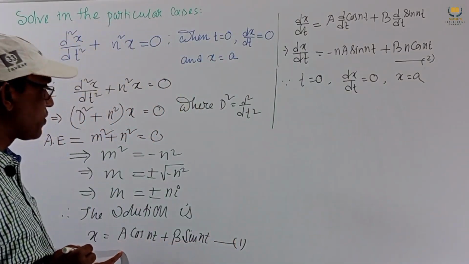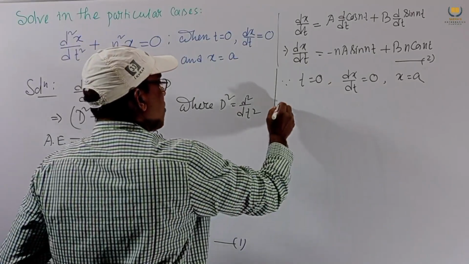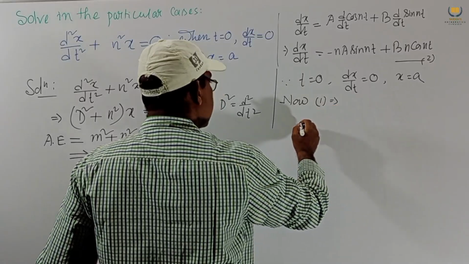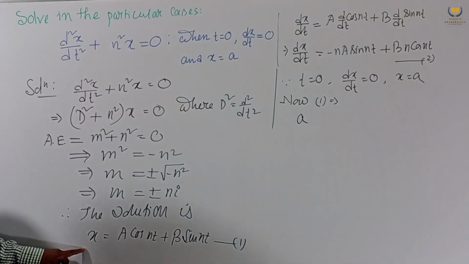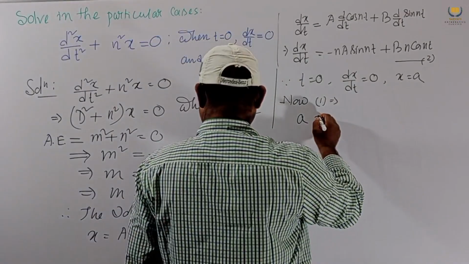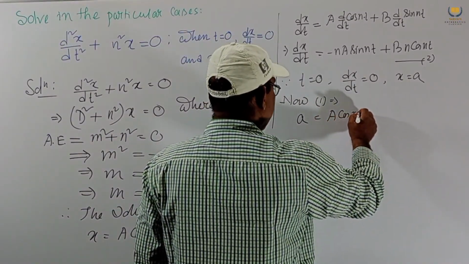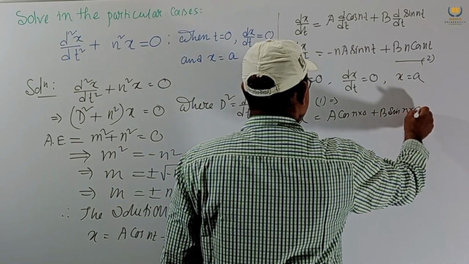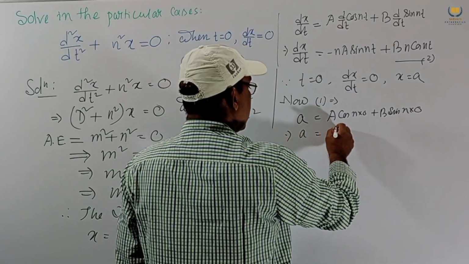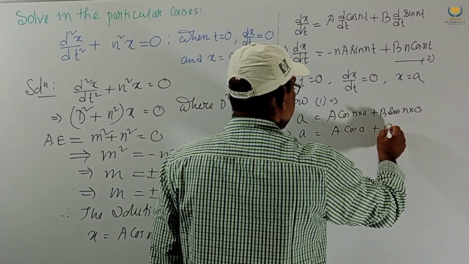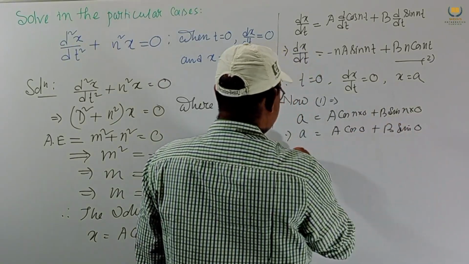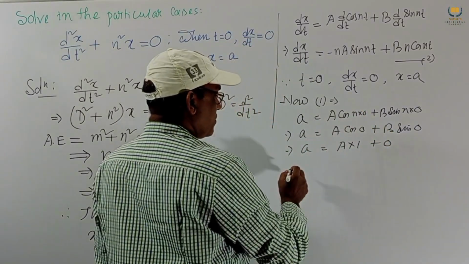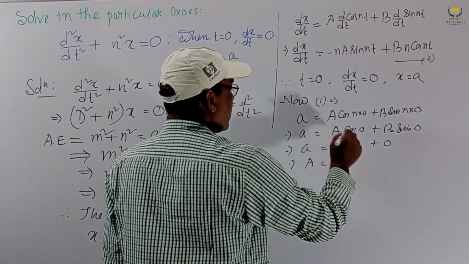First equation number 1 we put x = a. Now 1 implies, putting this condition, x = a. In place of x we put a = A cos n into 0 + B sin n into 0. So a = A cos 0 + B sin 0. So this is a = A into 1 + B into 0. A equal to, we get a.